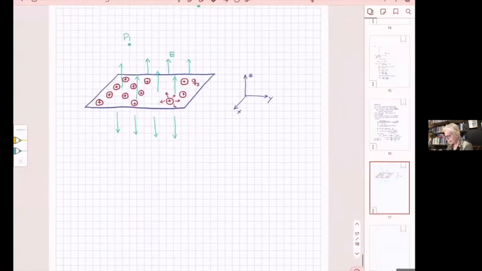Now that I said that, let me try to take 2 of these planes, 2 charged planes. One, I will put it up here. One is like this.